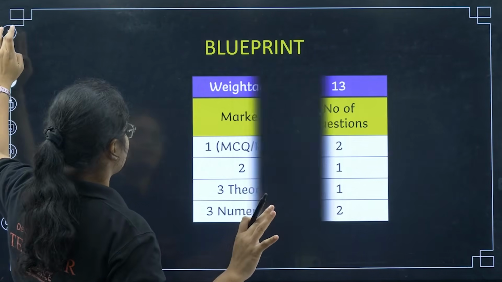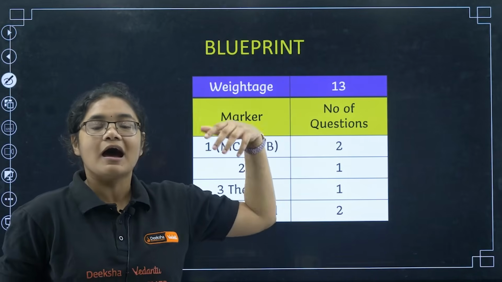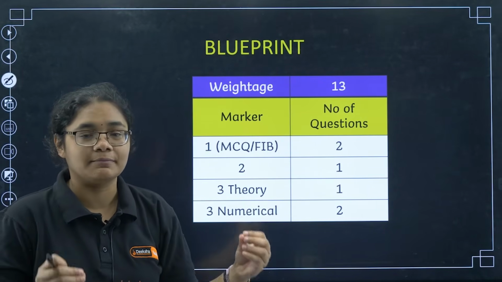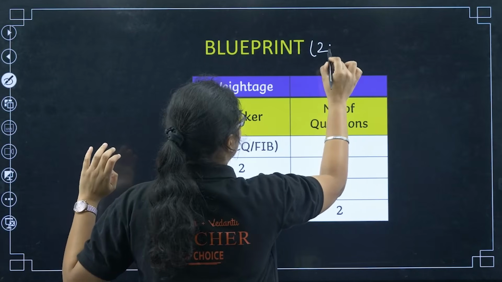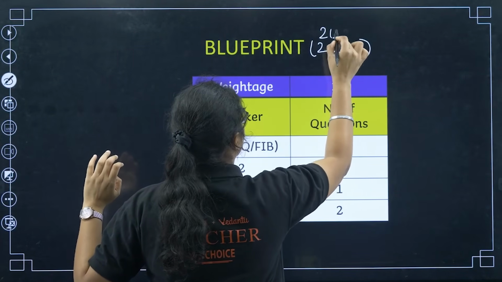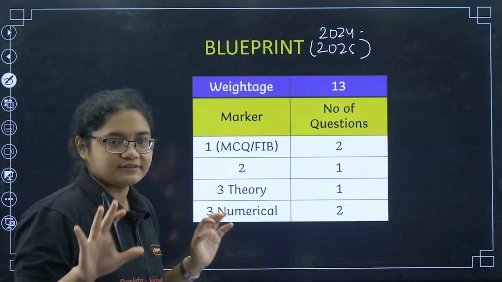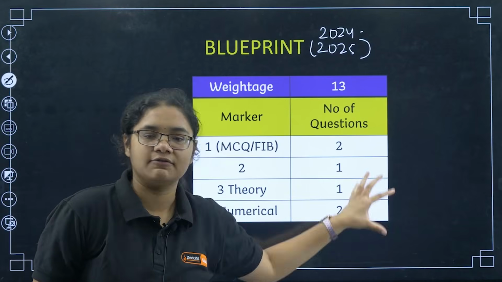But before that, I want to discuss the blueprint, or how many types of questions are being asked from this solutions chapter. This blueprint is according to the 2025 paper, meaning 2024-2025. The new blueprint is not out, so whatever is the previous one, we are following that.